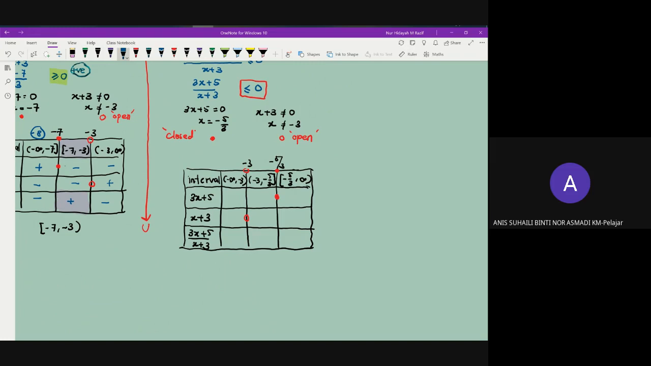Negative 4. Negatif 4, thank you. Alright, so negatif 4 masuk dalam dua ni dapat sign apa? Positif or negatif? Negatif. Dapat?